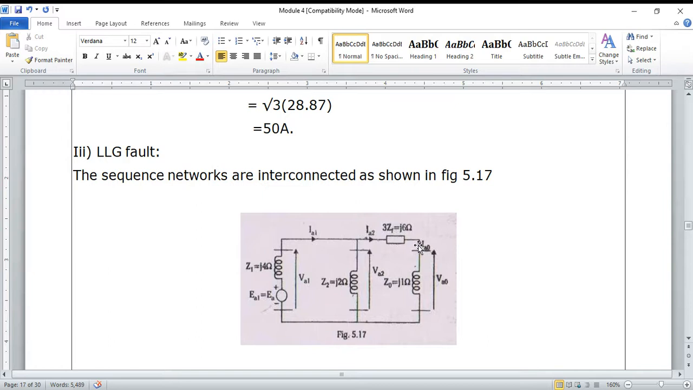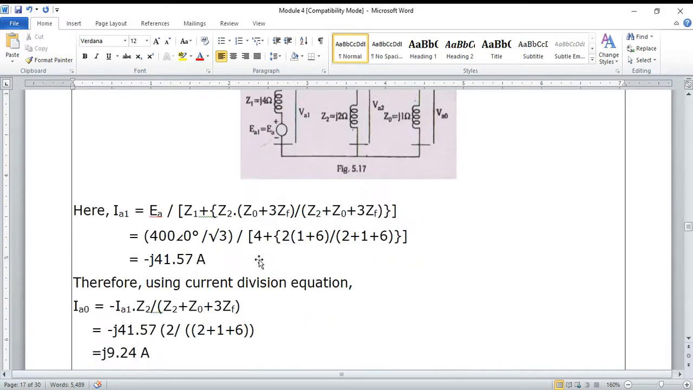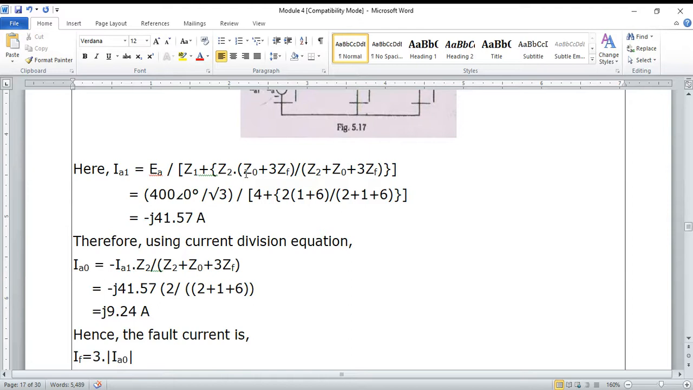First, to get the value of IA0, you have to get the value of IA1. Here you take IA1 as the total current. That is, IA1 is equal to EA divided by Z1 plus the parallel combination of Z2 and Z0 plus 3 times ZF. This is the equation we already have. Here you will get IA1 as minus j41.57 amps.